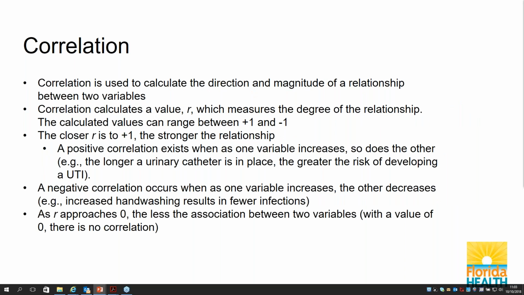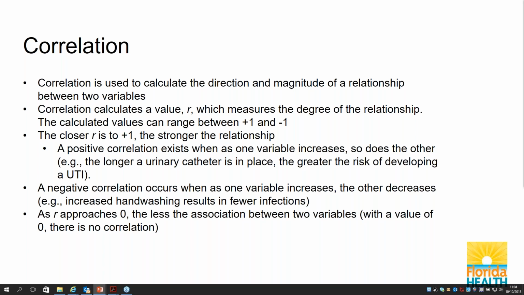Now, correlation. You will have a question on correlation. It may just be 1, it could be 2, but this is just important to understand. So correlation is used to calculate the direction and magnitude of a relationship between 2 variables. Correlation calculates a value r, little r, lowercase r, which measures the degree of the relationship. The calculated range values can reach between +1 and -1. The closer r is to 1, the stronger the relationship.